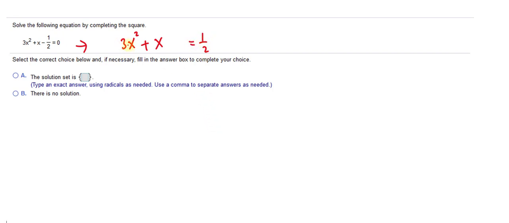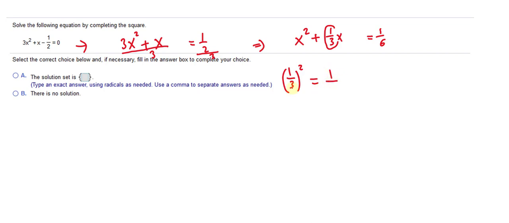Now, you don't want the coefficient of the squared term to be 3. It should be 1. So go ahead and divide by 3 on both sides. 3 and 3 give me 1, which is what I want, and plus 1 over 3 for x. 1/2 divided by 3 gives me 1 over 6. Now, all we do is take the middle term coefficient, 1 over 3, and square it. That gives 1 over 9. So all I do now is add 1 over 9 to both sides.